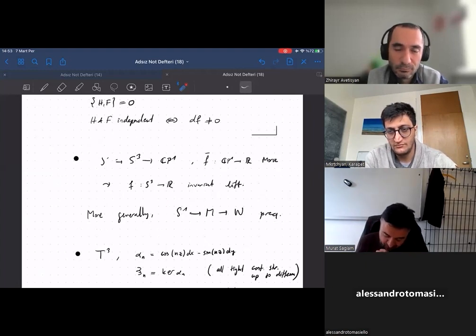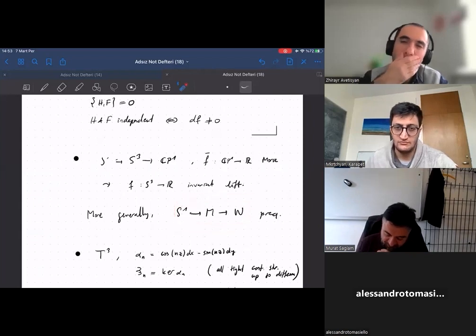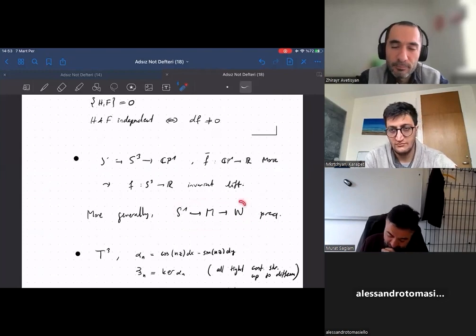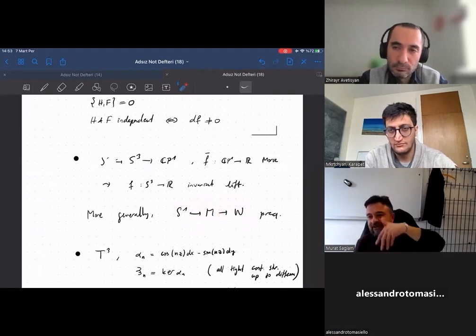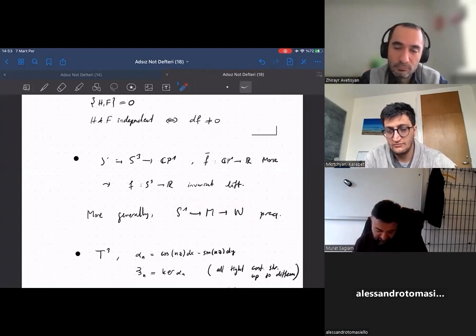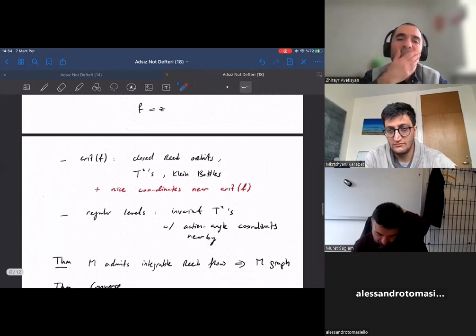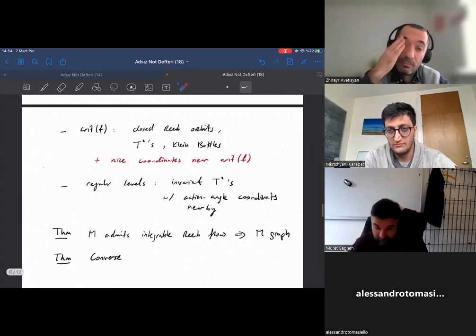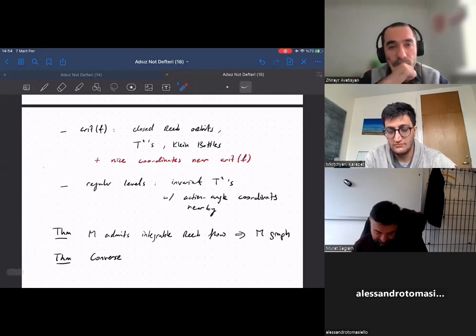Or more generally, if you have the situation of a pre-quantization bundle, so a circle bundle over a symplectic manifold, you can pick your integral on the orbit space and then pull it back to your contact manifold in such a way that it stays constant on every Reeb orbit, and this would provide you the integral. But let me skip this for the moment, because I have to save time.